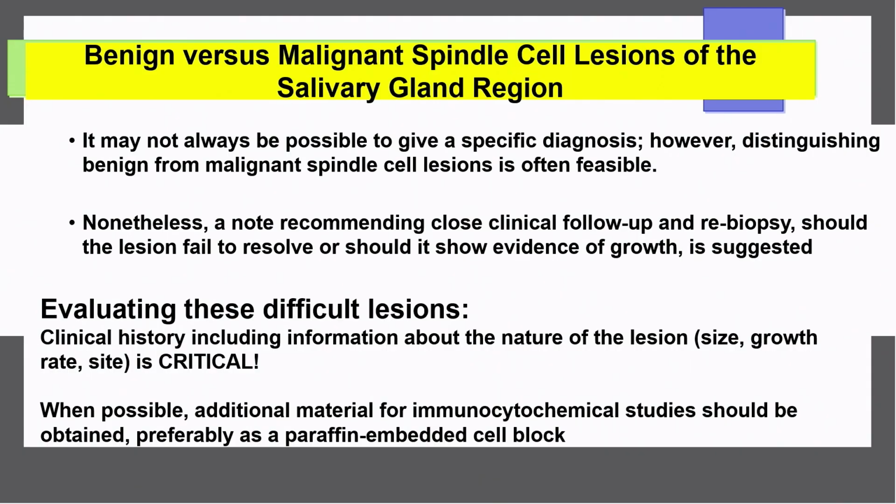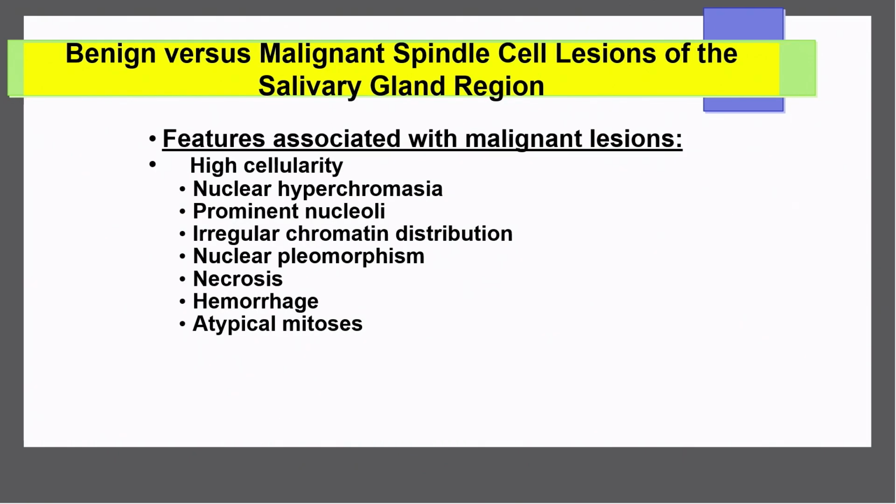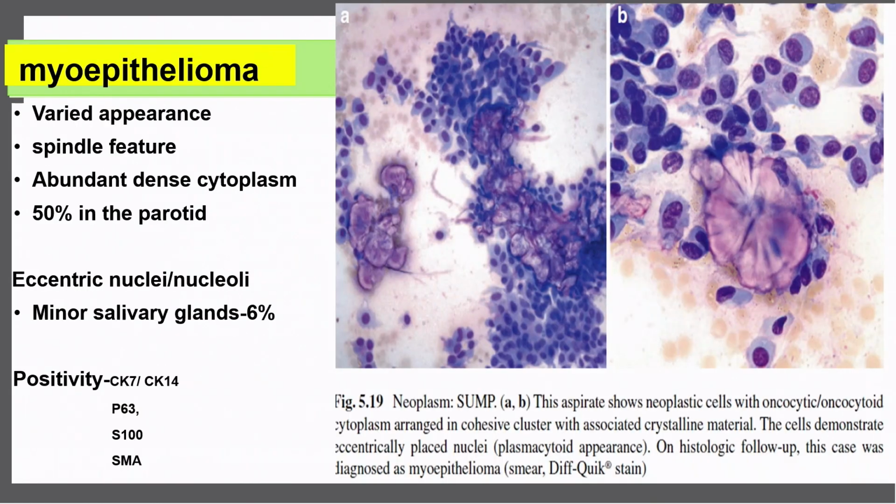It's always important to correlate with the clinical history, of course: size, age, growth pattern, and also to have material in order to perform the immunostains. When we discuss the malignant features in spindle lesions, you can see we have the typical malignant features: high cellularity, nuclear hyperchromasia, prominent nucleoli, irregular chromatin distribution, pleomorphic features, necrotic component, hemorrhage, and atypical mitotic figures.